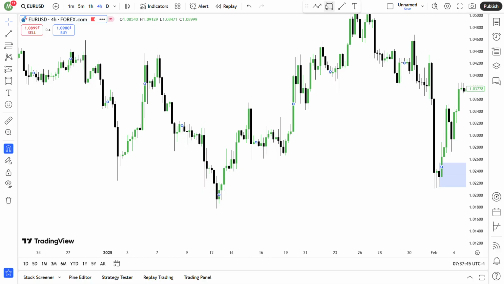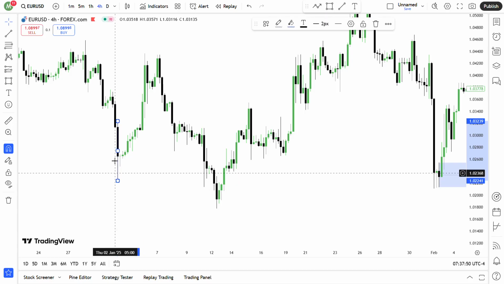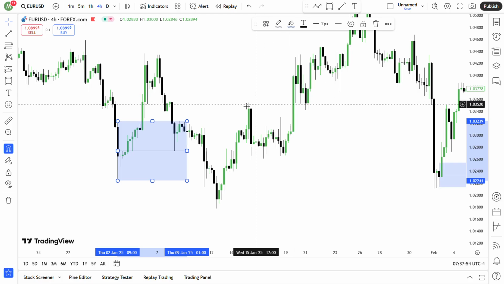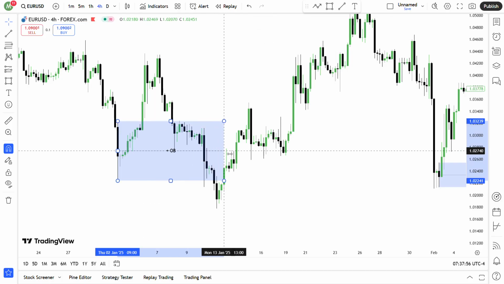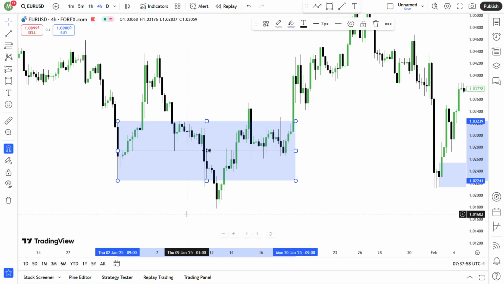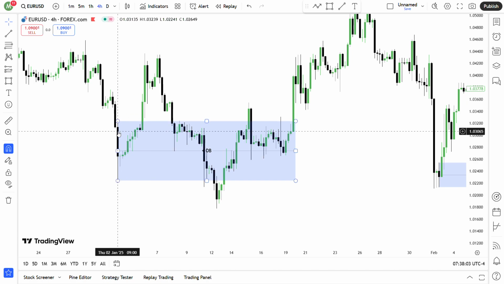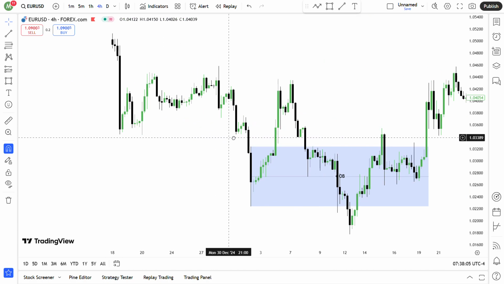Okay, here the market makers place a buy order. You can see it is known as a bullish order block. After that, the market goes up. You see, the move is two times larger than this candle. You need to find one that is larger than this candle.